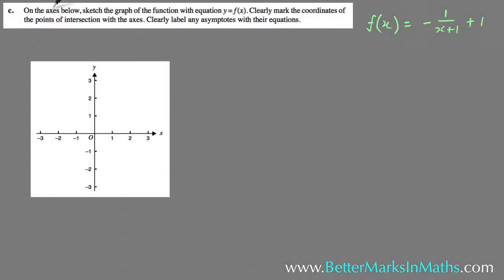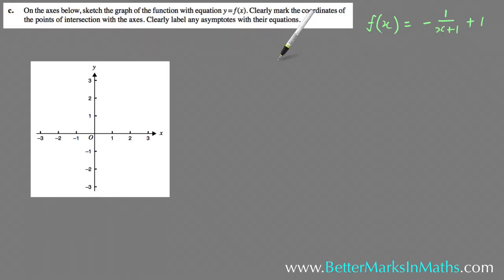In part C, on the axes below, sketch the graph of the function with equation y equals f of x. Really all they're saying is because the vertical axis is labeled y, you're just going to let y equal this function and then sketch it. So clearly mark the coordinates of the points of intersection with the axes. That means you have to find the intercepts and clearly label any asymptotes with their equations.